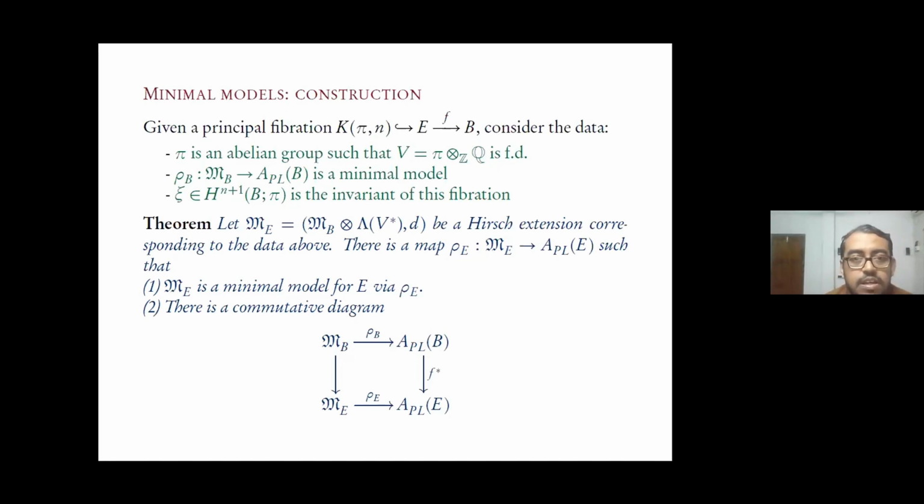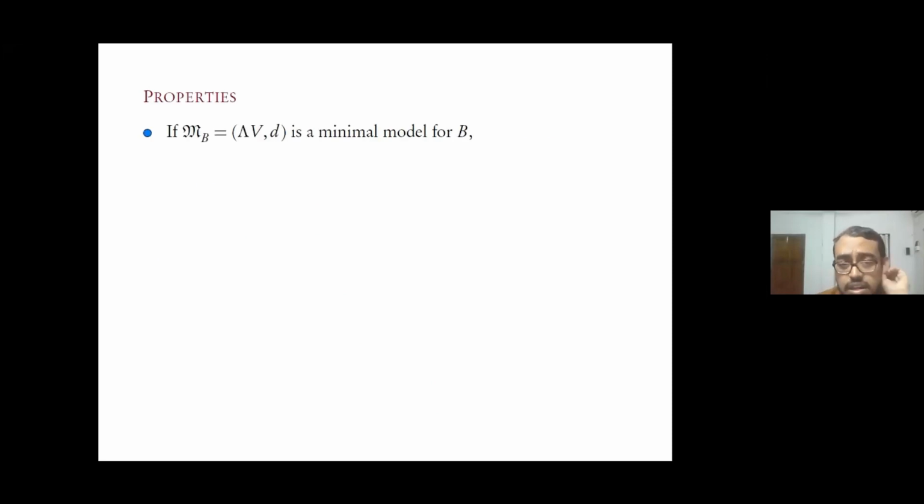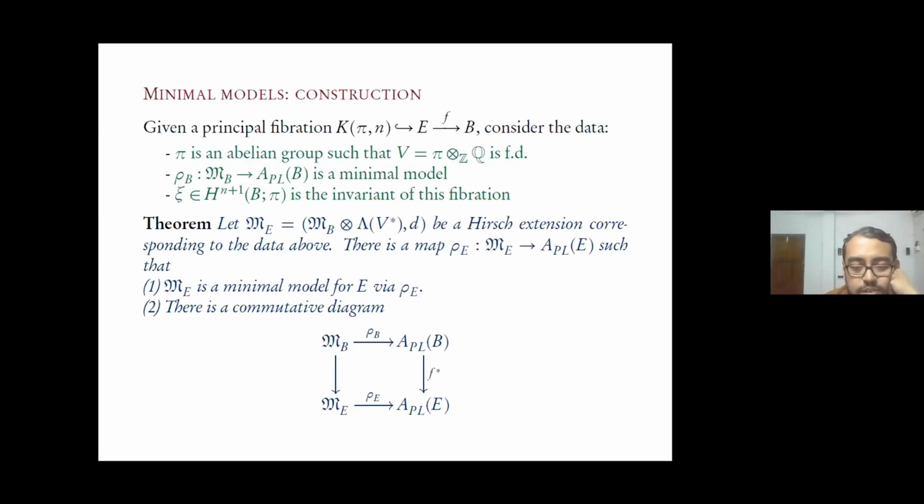Okay. So one property, before I talk about it: the point here is that you do it at one step, but then you can repeat it. Now you take E to be the base, and then E prime to be the total space, and then K pi prime n plus 1 to be a new principal fibration, and then you can build a model for M E prime, again with these data. Okay, and so you can just keep doing this.